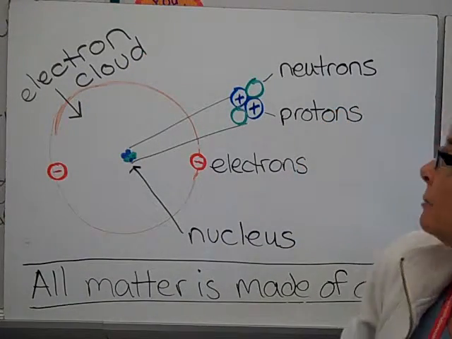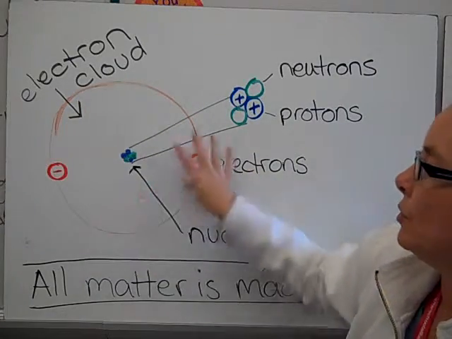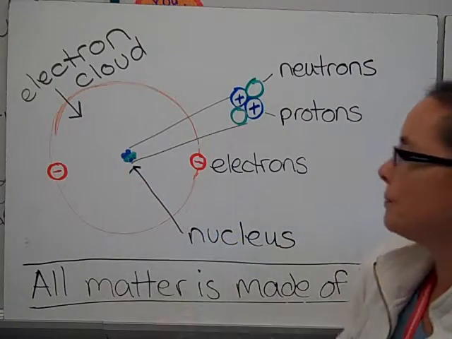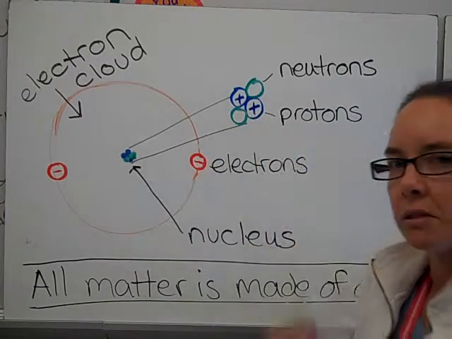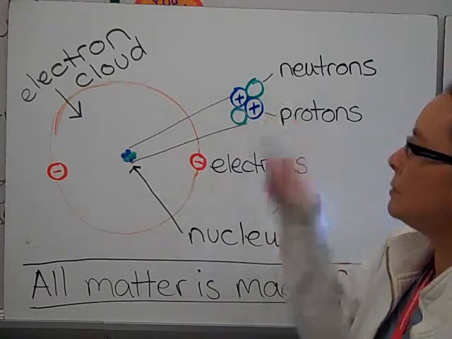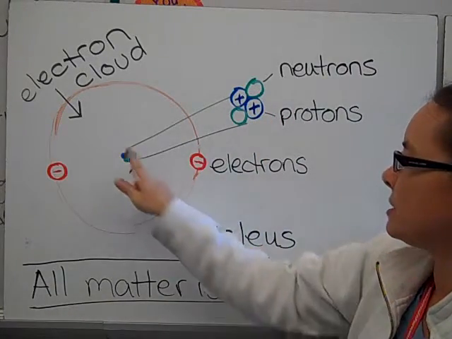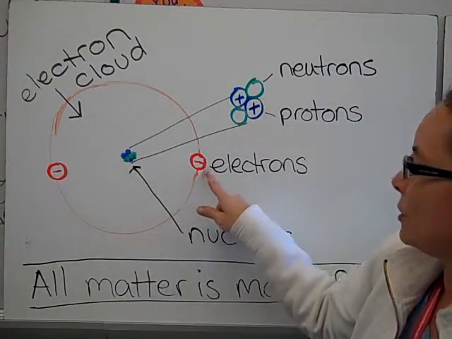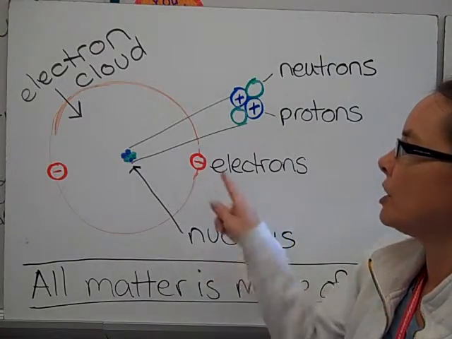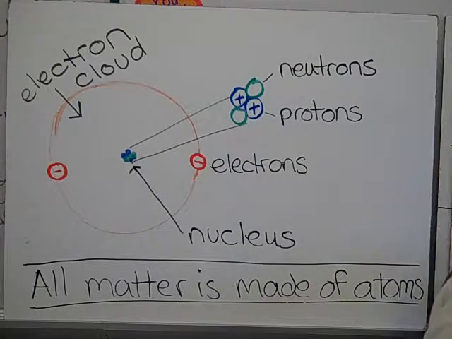Here are the parts of the atom. So if this is an atom right here, the electron cloud moves around the center nucleus. Inside the nucleus, we have protons, which have the little positive charge, and we have neutrons, which are the green circles here. So protons and neutrons are in the nucleus, which is in the center of an atom. And the electrons, which are the little red circles here, have a negative charge. They circle in a cloud around the nucleus. And remember that all matter is made of atoms.